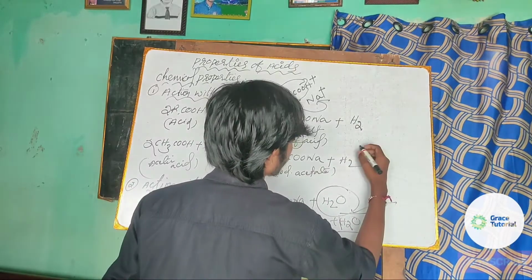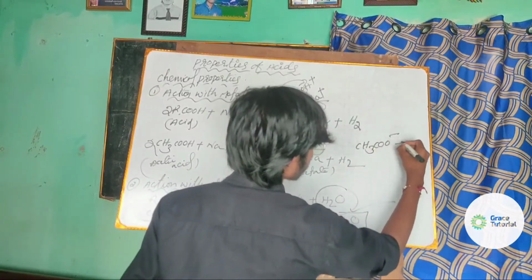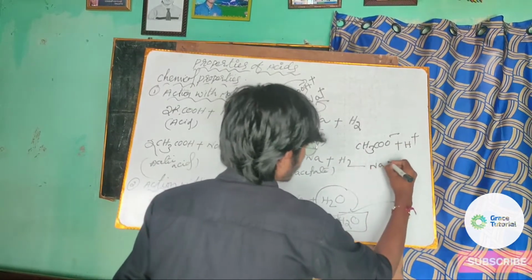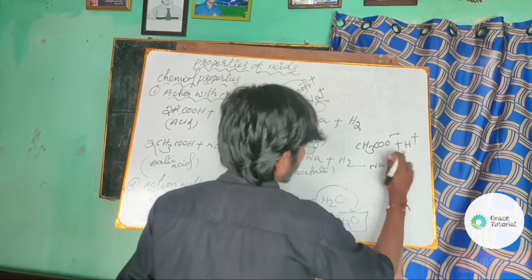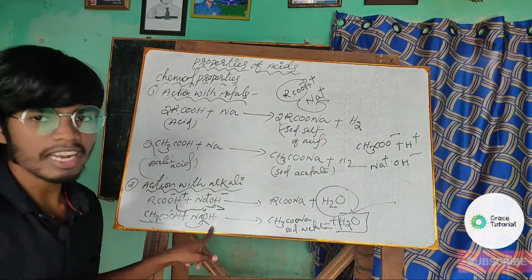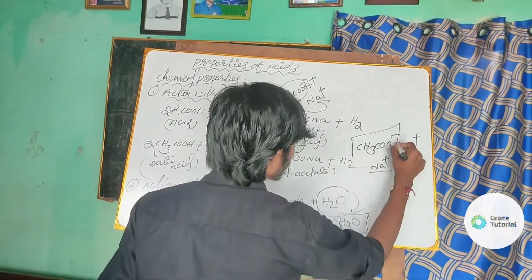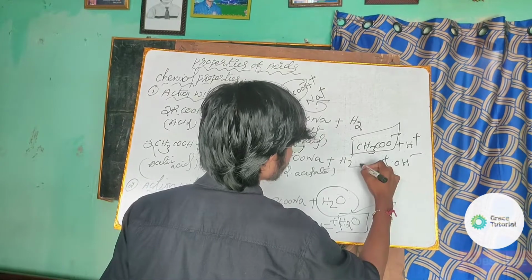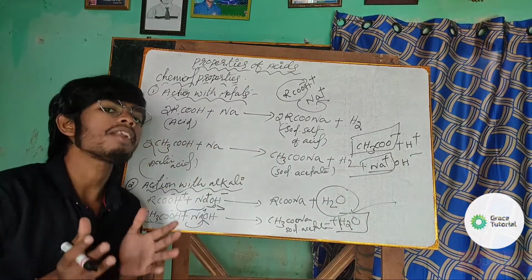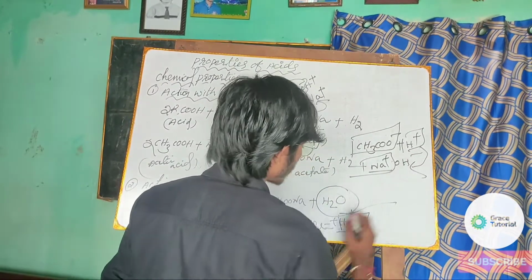Let me write it for you. If you dissociate acetic acid, you will get CH3COO minus and H plus. If you dissociate sodium hydroxide, you will get Na plus and OH minus. You know that the negatively charged part of this one will react with the positively charged one, and in this way CH3COO minus and Na plus is obtained, and here the H plus reacts with the OH minus to give the water molecule.